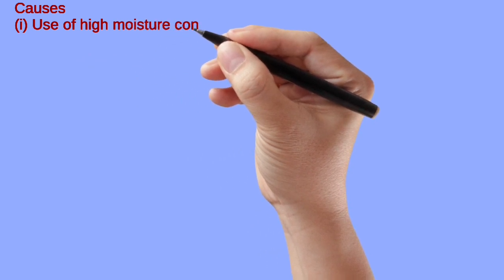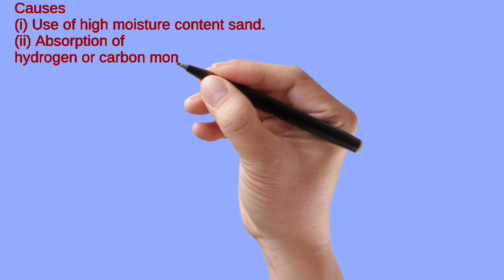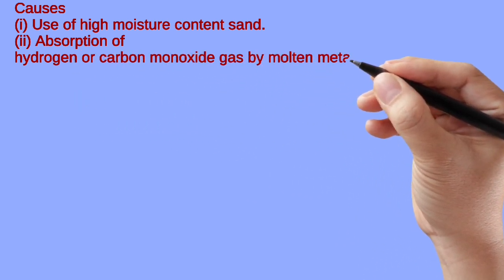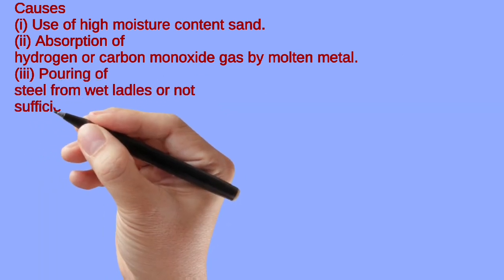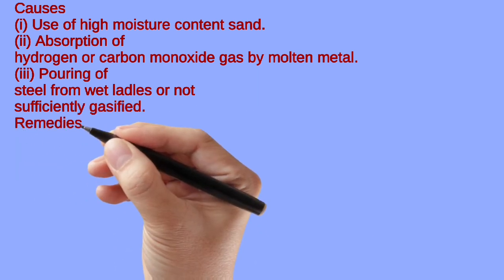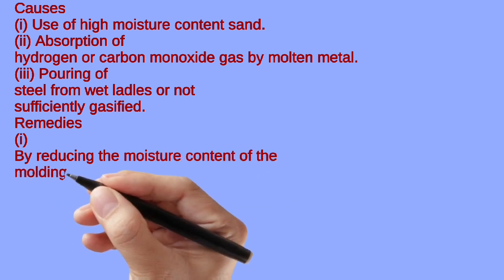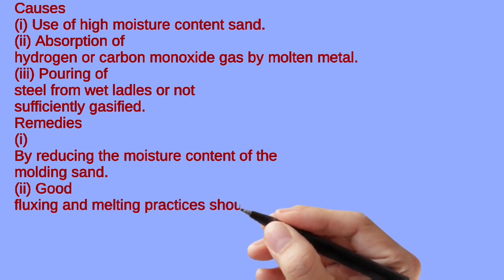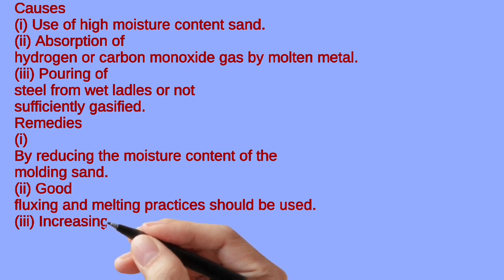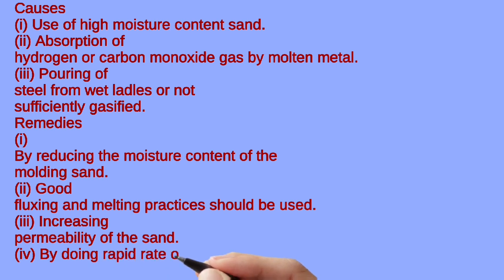Causes: use of high moisture content sand, absorption of hydrogen or carbon monoxide gas by molten metal, pouring of steel from a wet ladle, or not sufficiently gasified sand. Remedies: reducing the moisture content of the molding sand. Good fluxing and melting practices should be used. Increase permeability of the sand by doing a rapid rate of solidification.